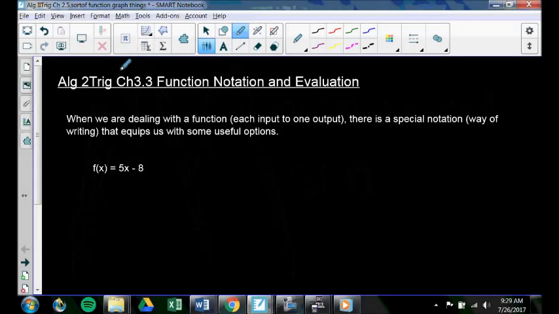Chapter 3.3, Function Notation and Evaluation. When we're dealing with a function, which you remember is each input going to exactly one output, there's a special notation, which means a special way of writing, that equips us with some useful options, and it's called function notation.